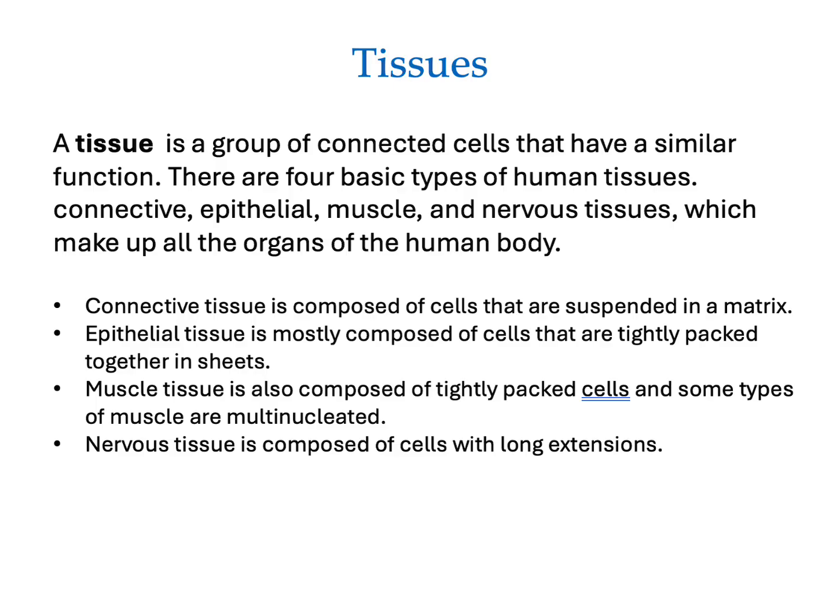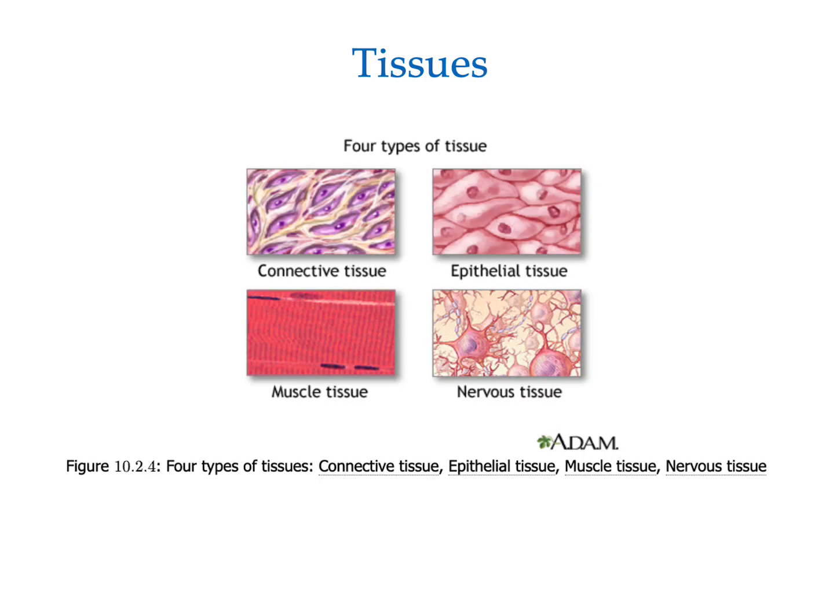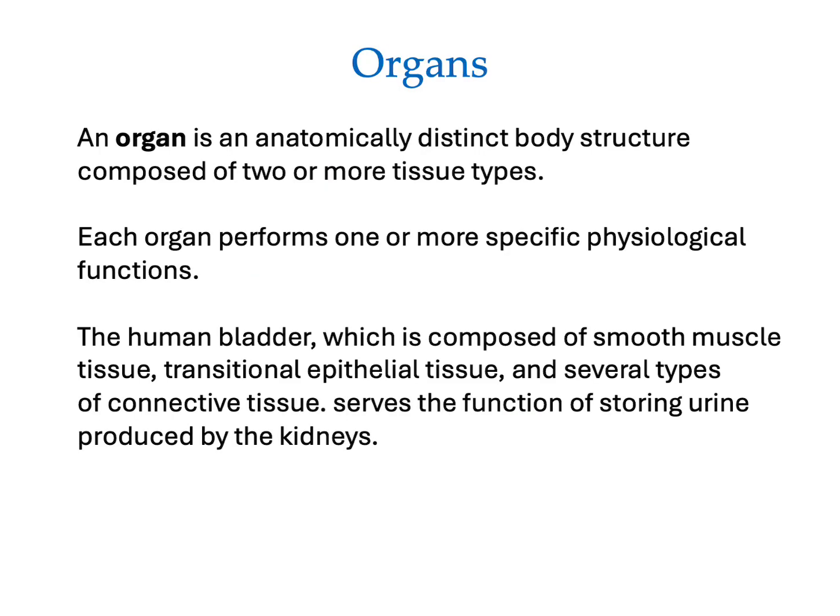Connective tissue is composed of cells that are suspended in a matrix. Epithelial tissue is mostly composed of cells that are tightly packed together in sheets. Muscle tissue is also composed of tightly packed cells, and some types of muscle are multinucleated. Nervous tissue is composed of cells with long extensions. Here's our basic 4 types of tissue. Each one of those has specific variations, as we'll see.